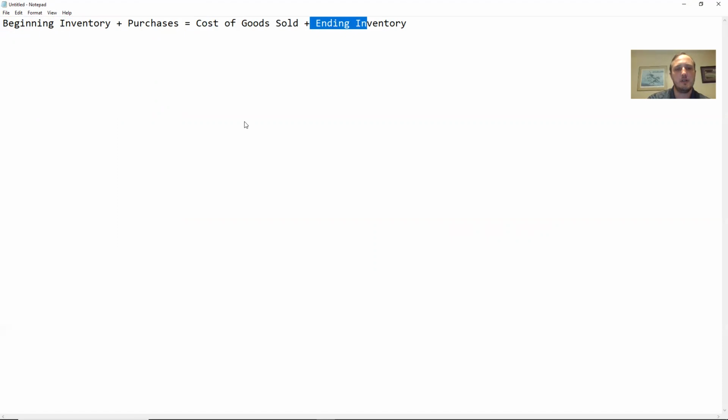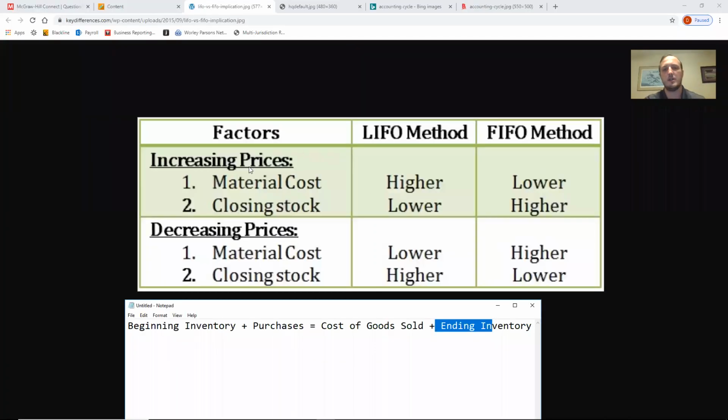And so you want to have this on a flashcard and memorize these circumstances. If prices are increasing, then your cost of goods sold is going to be higher under LIFO and lower under FIFO. And vice versa, if prices are decreasing, the cost of goods sold is going to be lower under LIFO and higher under FIFO.